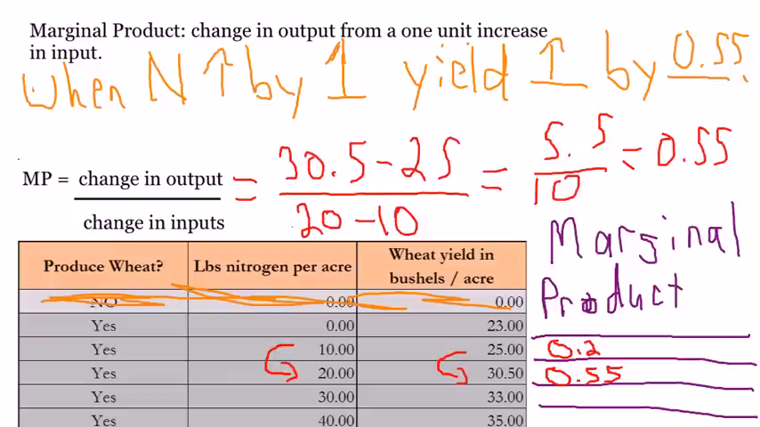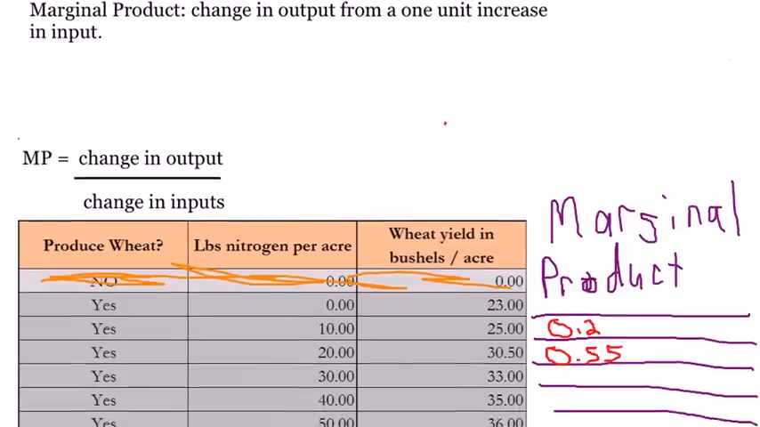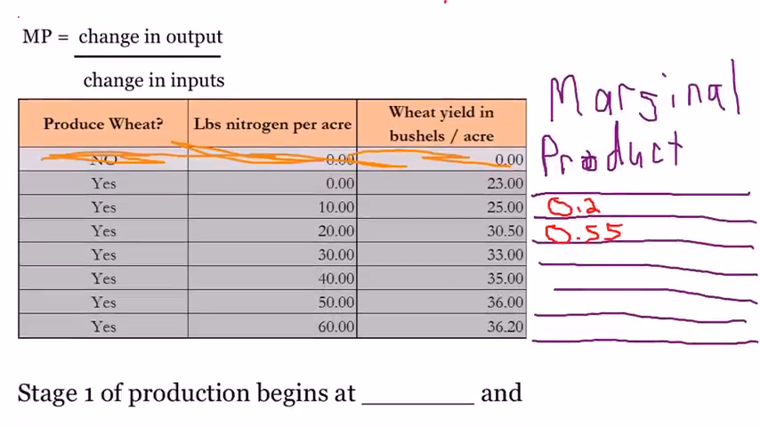During this range, 0 to 20 pounds of nitrogen per acre, nitrogen is becoming more productive the more that you use it. Now that you see how we do these calculations, I'm going to go ahead and fill in the table. You just use the same formula that we've been using thus far, and you get marginal products of this. Marginal products go 0.2 to 0.55 to 0.25 to 0.2 to 0.1 to 0.02.